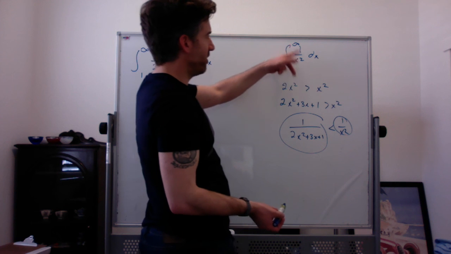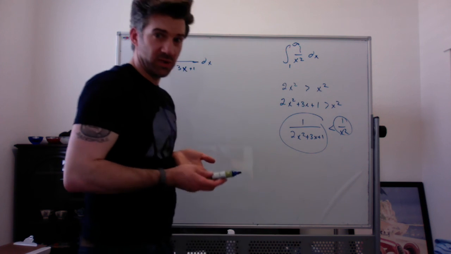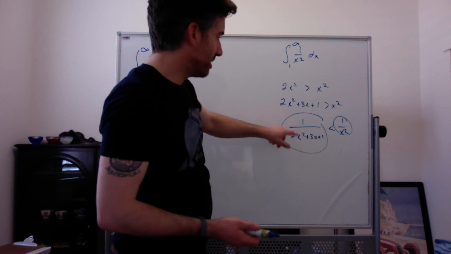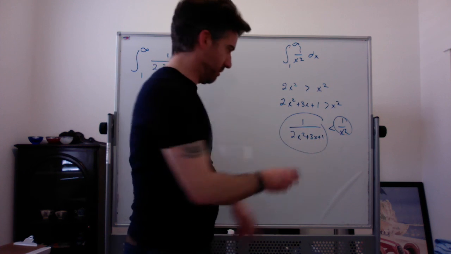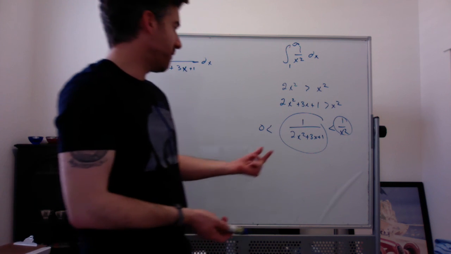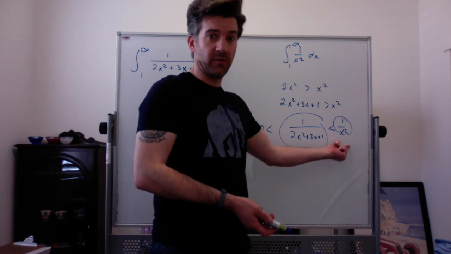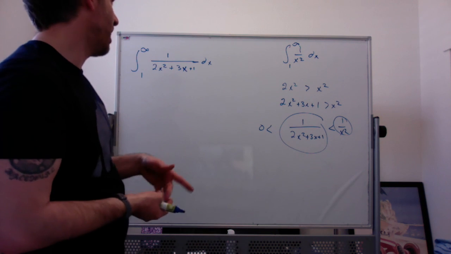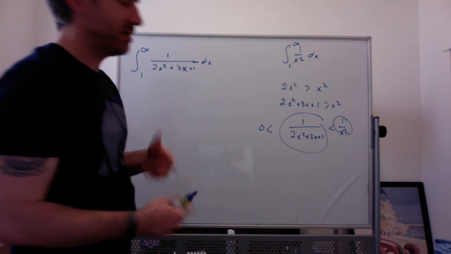So if the integral of 1 over x squared is convergent, meaning the area under the curve is finite, and this is a smaller function but still positive, there's actually a theorem called the comparison theorem that says if you have a function that's smaller than a function whose integral converges, this integral converges as well. So already right off the bat, I'm pretty sure this converges. So let's do the work.